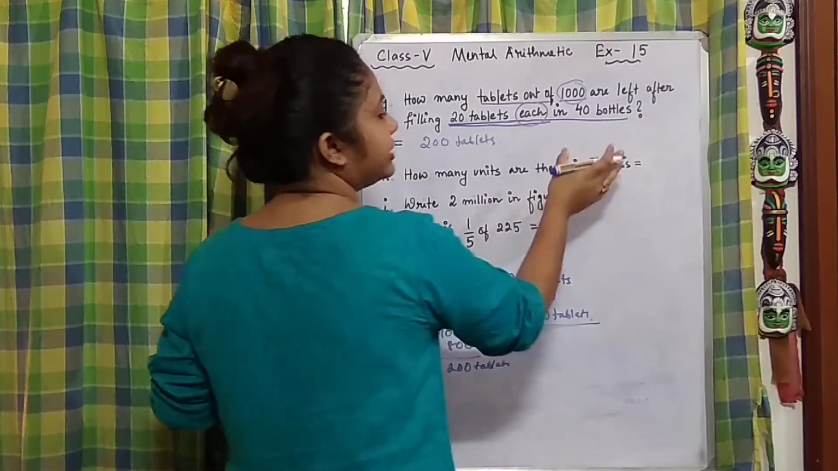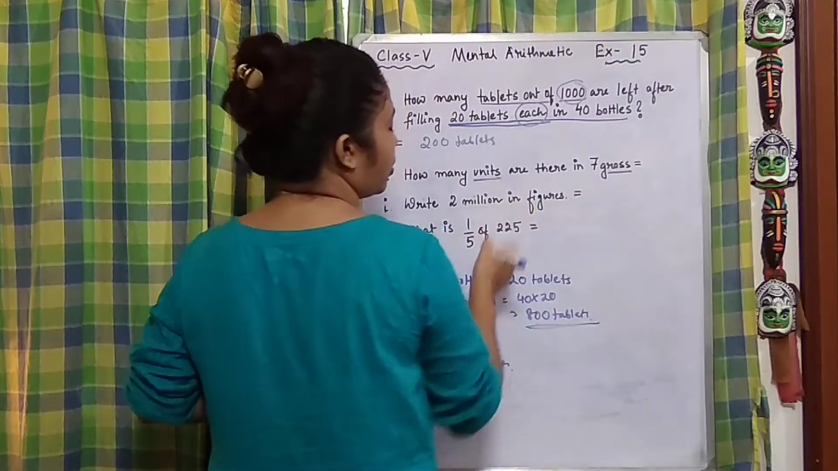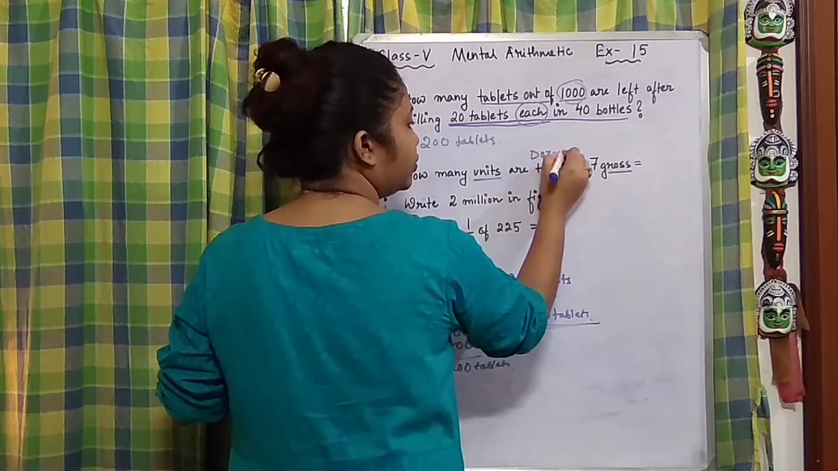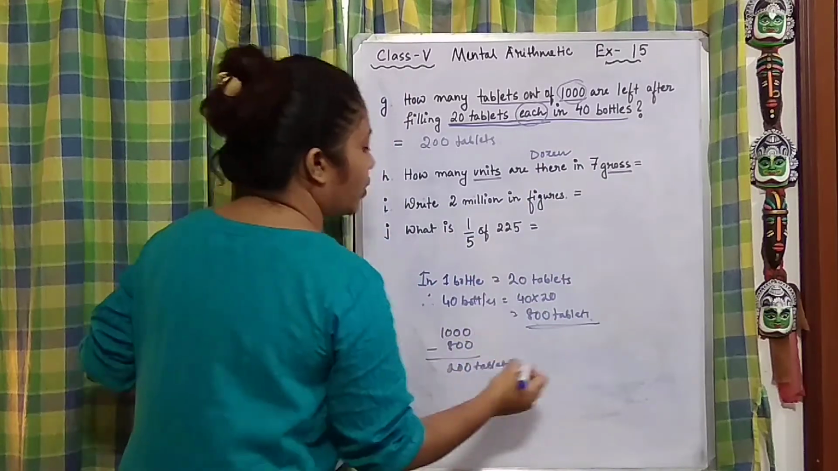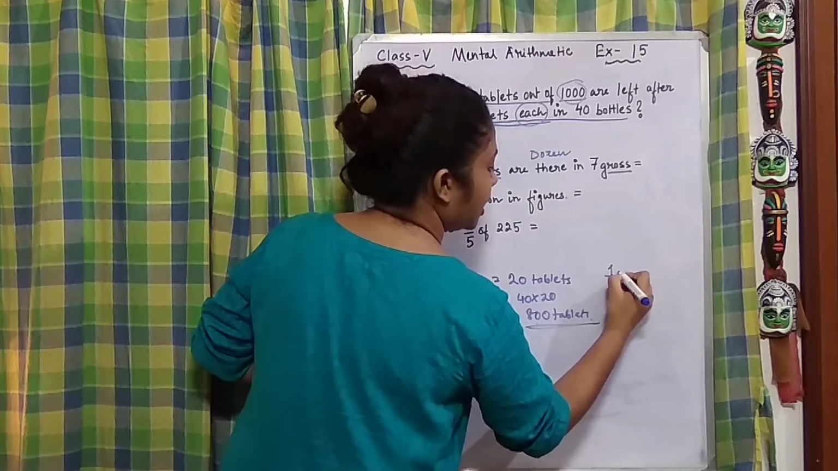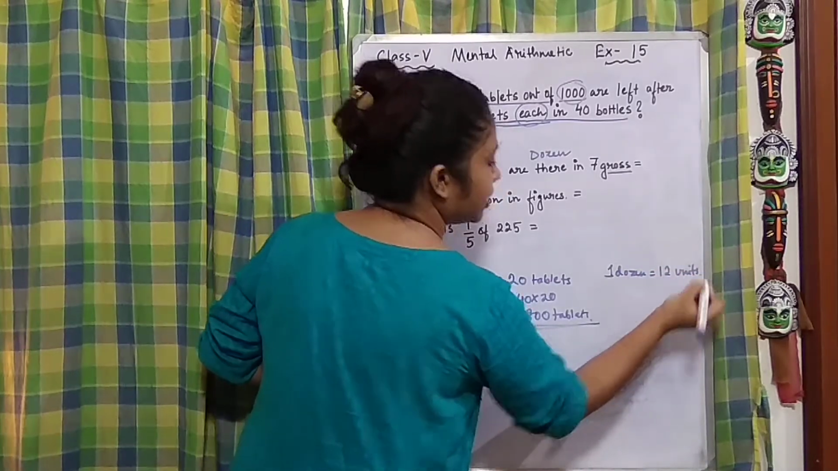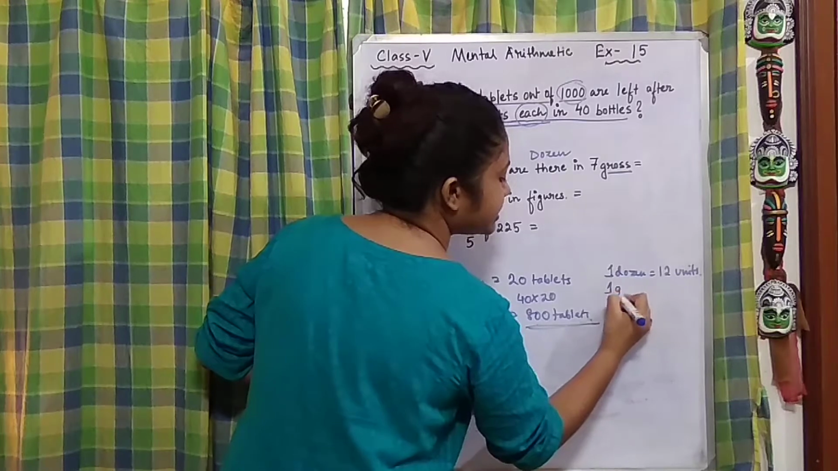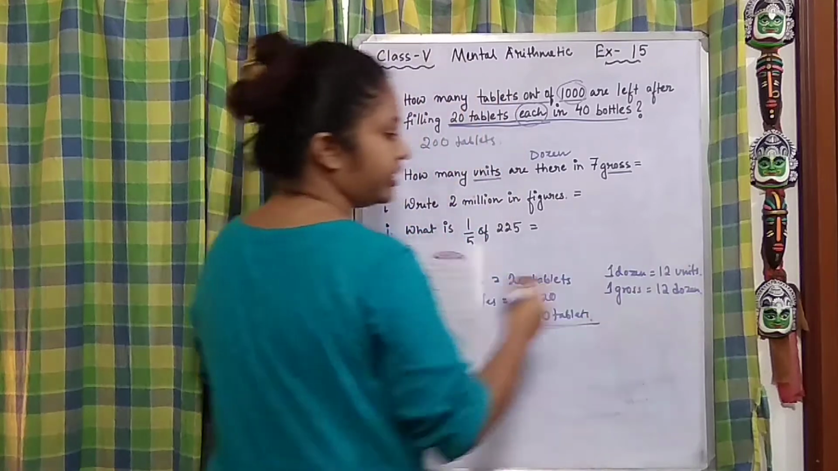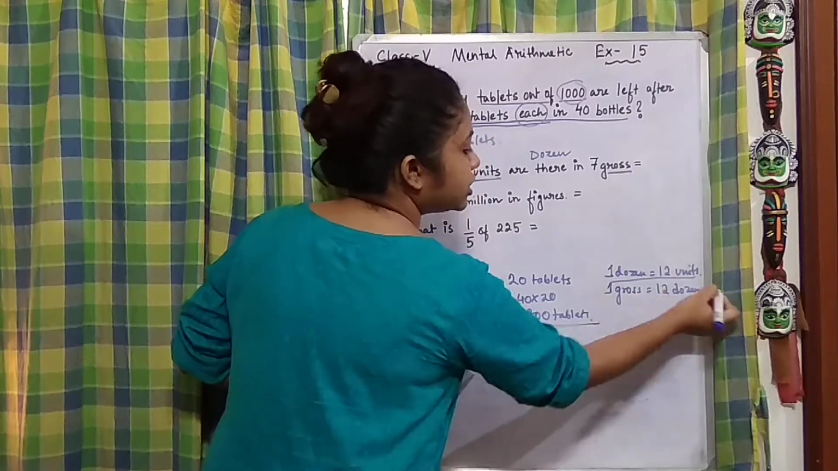Now, how many units are there in 7 gross? Firstly, while knowing the relation between units and gross, there is also a thing in between them that is called dozen. You know what a dozen is? 1 dozen is equal to 12 units. Okay, and 1 gross is equal to 12 dozen. Understand the relation? So, firstly, 1 gross equals 12 dozen.